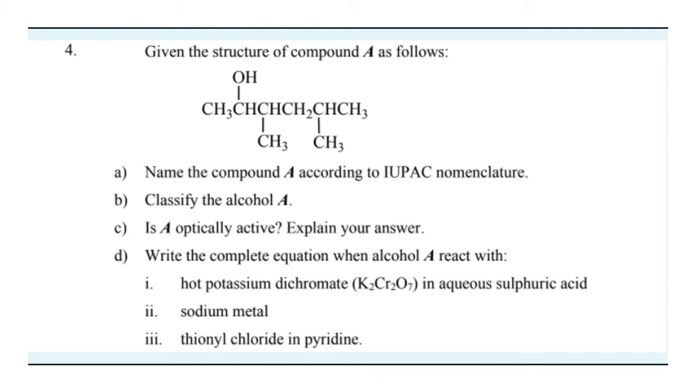Let's proceed to tutorial question number 4. Given the structure of compound A below, name compound A according to IUPAC name. We can see the functional group over here is a hydroxyl group. Definitely, number from the left-hand side to give the lowest number to the carbon attached to the hydroxyl group. So carbon 1, carbon 2, carbon 3.